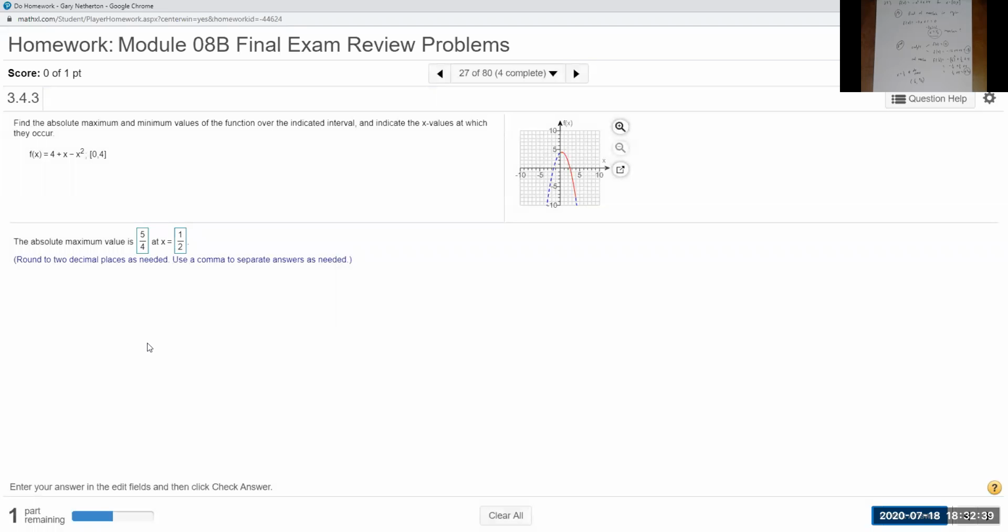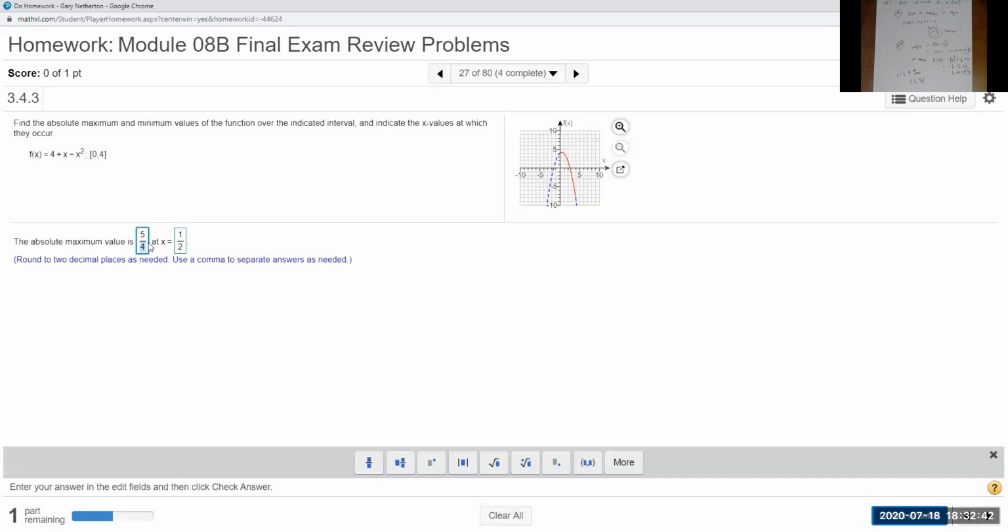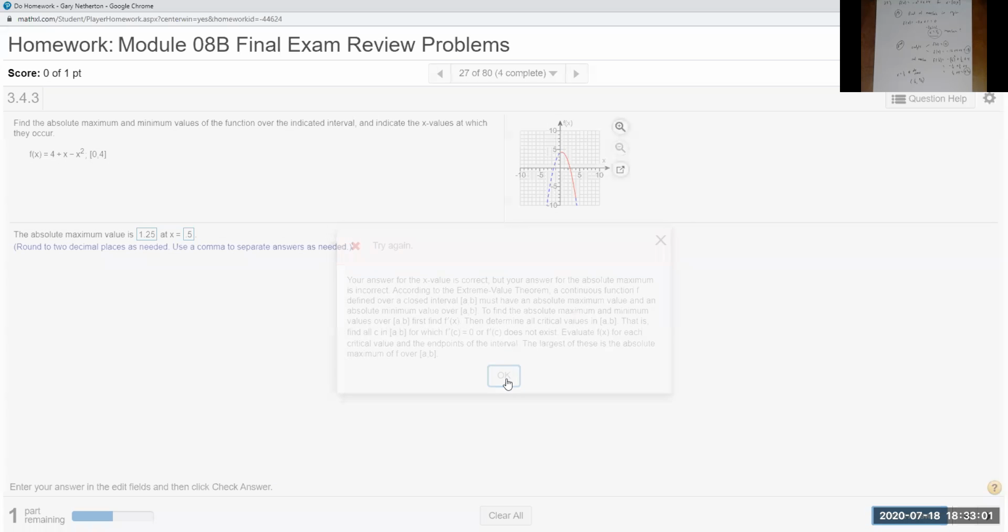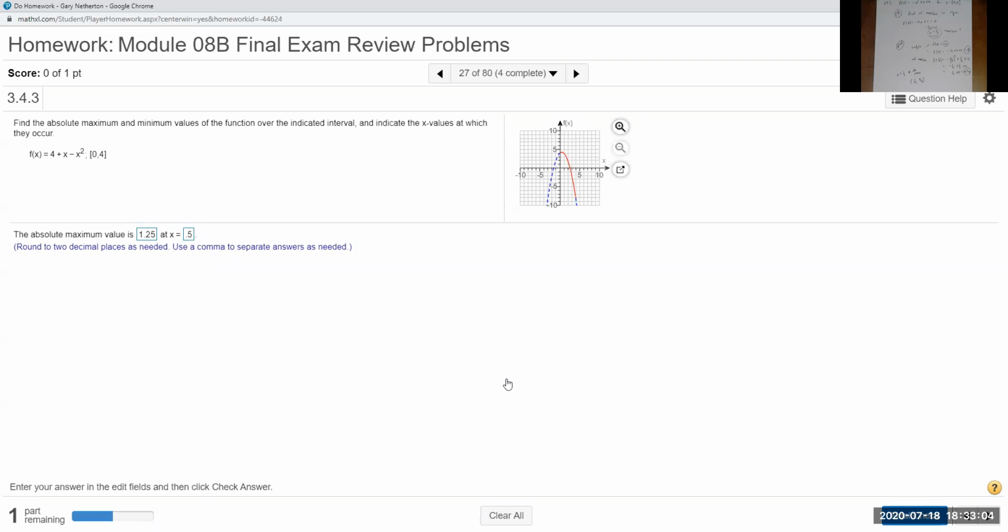I didn't like something. Oh, they want it in decimals. Nice. So 5/4 is 1.25. It seems sort of crazy. And 1/2 would be 0.5. Huh. Now, did I mess up? Oh, yeah. 5/4 is 1 1/4, 1.25. And it occurs at 1/2.